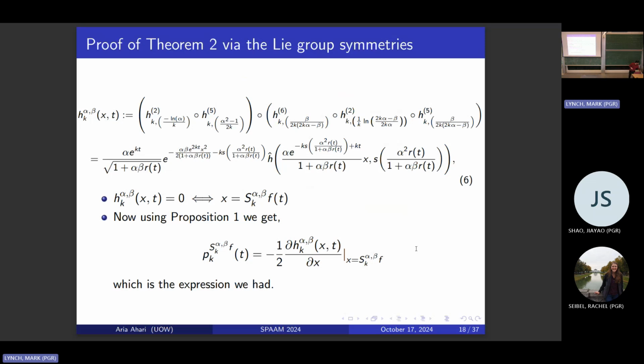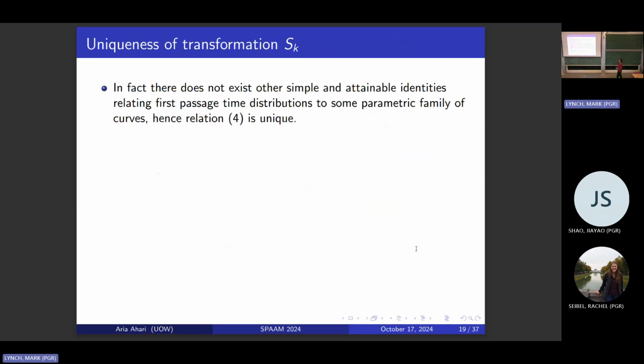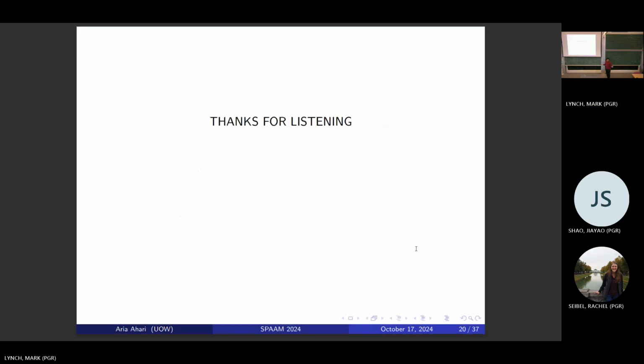I guess I'm almost out of time, I suppose. But essentially, that's about it. It's just unique, and that's it. Yeah.